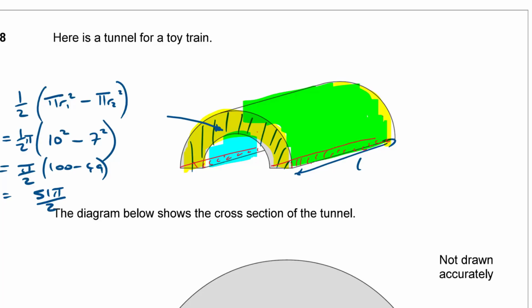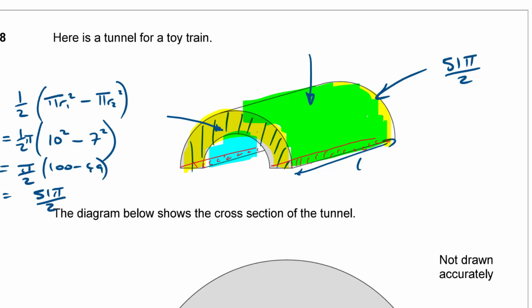I'm going to leave it in terms of pi for now. Well, I'm going to have to because I haven't got a calculator. So it's 51 pi over 2. Now the back face is also going to be 51 pi over 2 because it's identical to the front part. Okay, so doing well. We've got 2 done already. Right, now what about the green bit then, like the outer rectangle?